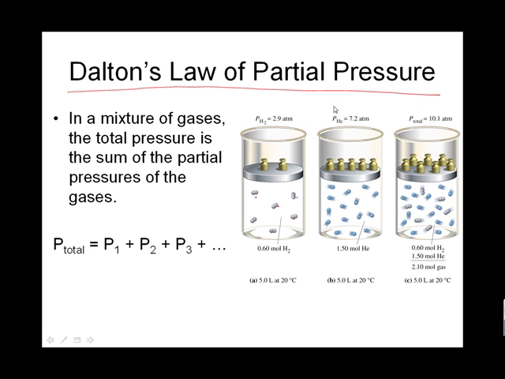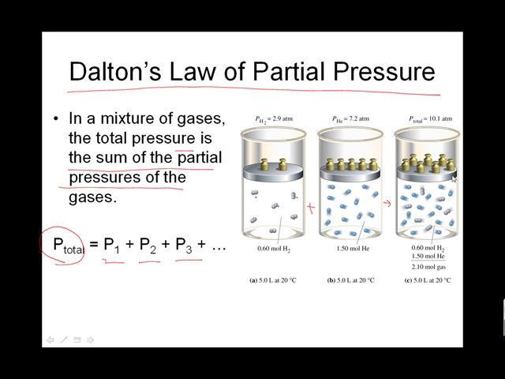Dalton's law of partial pressure says in a mixture of gases, the total pressure is a sum of the partial pressures. So the total pressure is going to equal the pressure caused by one of the gases plus the pressure caused by the other gases. So if I were to mix these gases together, I would have a mixture just like this.